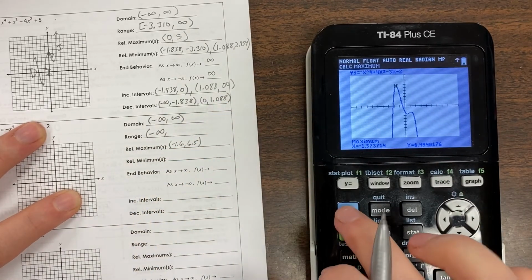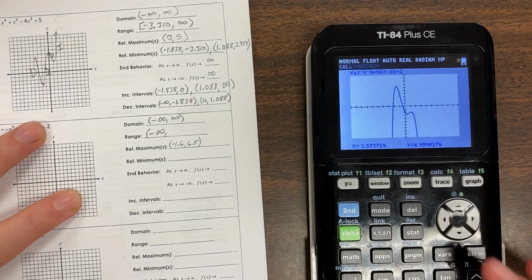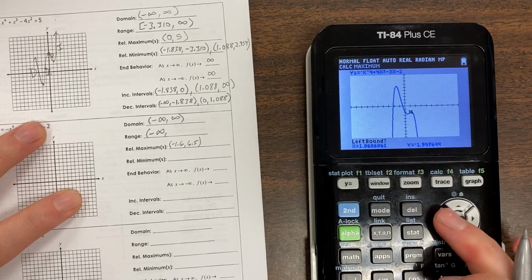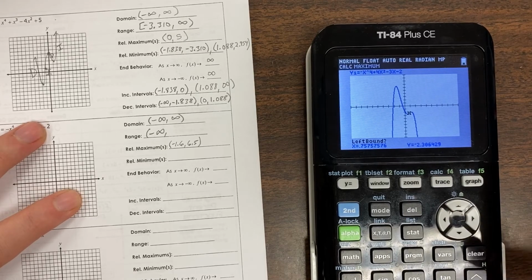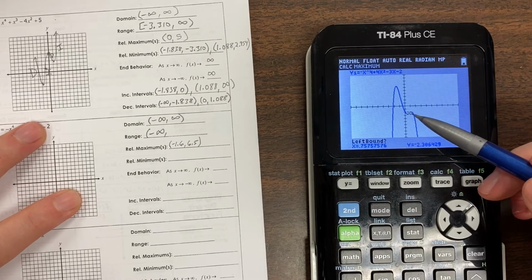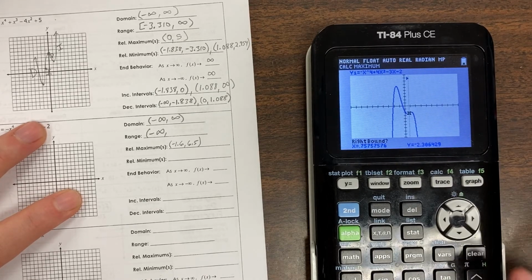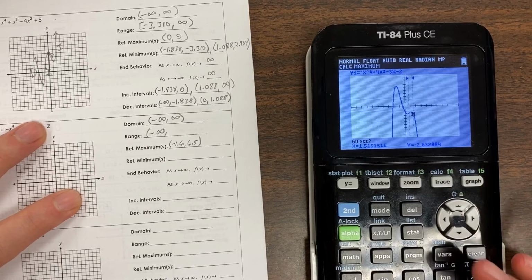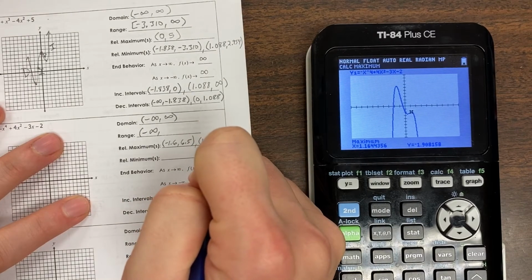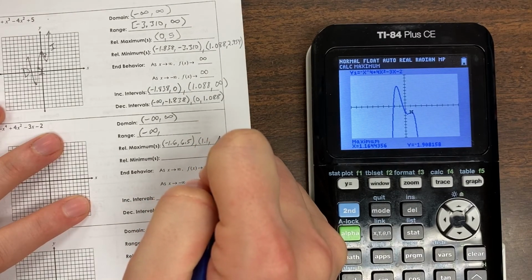All right, same thing. We got another max over here, so hit the right arrow. Okay, left bound point, go to the left. Don't go too far to the left because then you'll end up interfering with the minimum. So go just a little bit to the left of the max. Go a little bit to the right and then to the top. So we'll say 1.1 and negative 1.9.